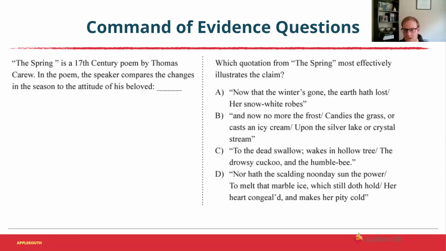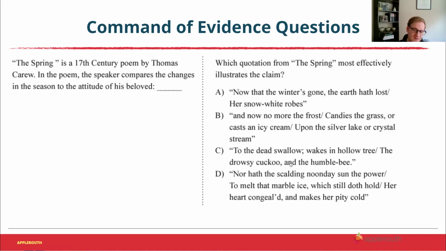Here, the job is what it will be for all the long questions. So our strategy should be: read the question, of course, read the passage to figure out, in this case, what is the claim, which is that in the poem, the speaker compares the changes in the season to the attitude of his beloved. And then eliminate answers. And you only go through and take an answer out if you're sure it's wrong. If you're not sure, you're like, gosh, this is confusing, keep it. The worst thing we can do is cross out the right answer.